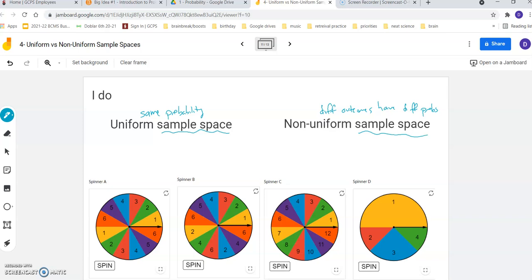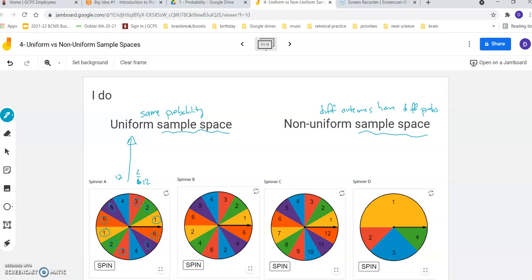or non-uniform. So when I look at the first one, there are 12 possibilities. 1, 2, 3, 4, 5, 6, 7, 8, 9, 10, 11, 12 spots on that spinner. And I want to see, do they have the same probability or not? So when I look at that one, I see there are two ones, and there are two twos. And there are two threes, two fours, two fives, and two sixes. So every single number that I could possibly spin has a 2 in 12 chance of being spun. They are all equally represented. So that we would say is a uniform sample space.